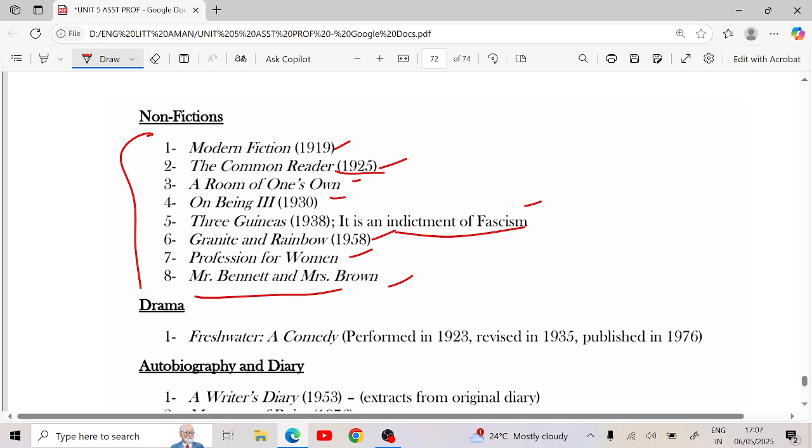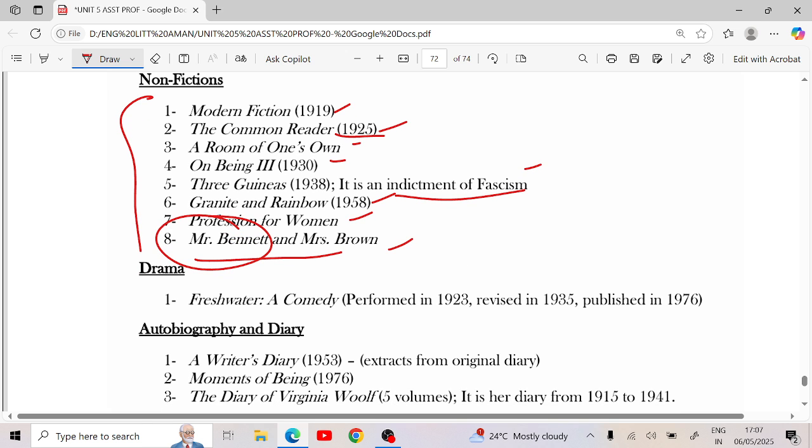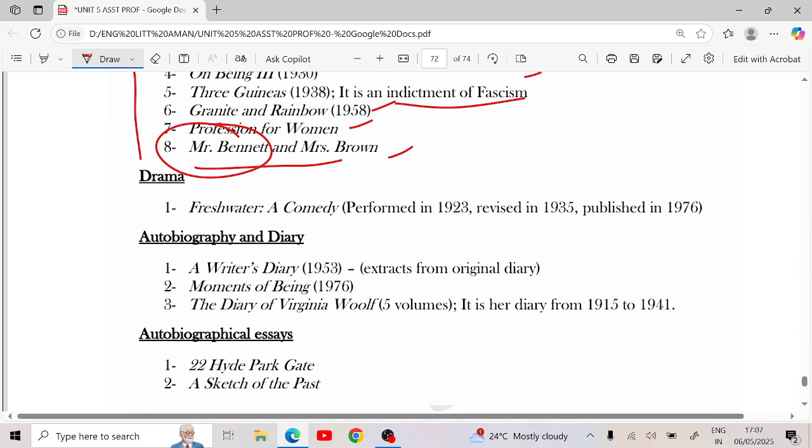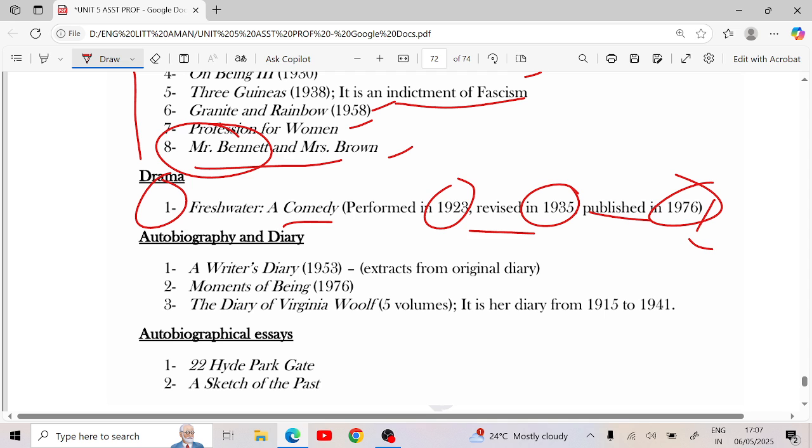Mr. Bennett and Mrs. Brown. Mr. Bennett, you have heard. Where is this character taken from? You have to tell me in the comment section. Now in drama she wrote only one play, Freshwater, which is a comedy. It was performed in 1923, revised in 1935, and published in 1976. It was also published posthumously. So this drama was performed while she was alive, but it was published in 1976.